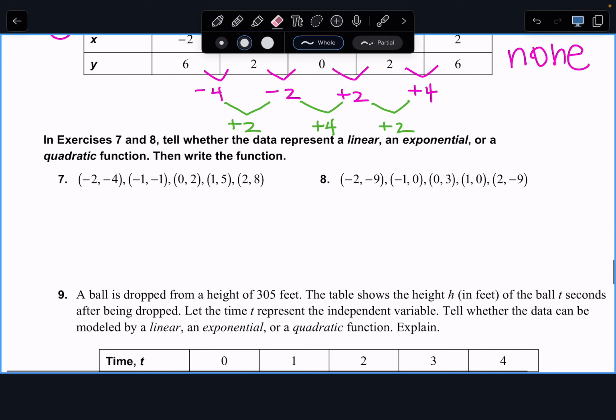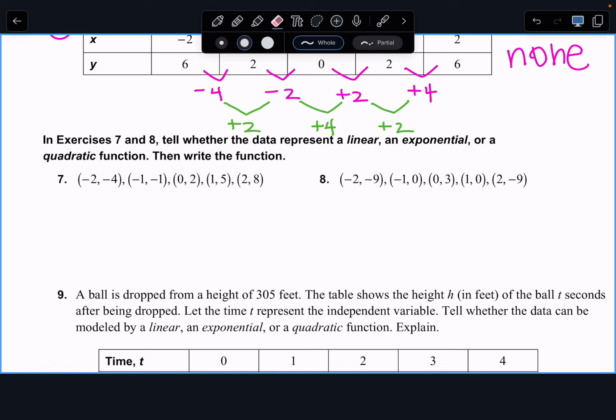All right. So how about you try number 7? So number 7, look at the y values. And number 8, look at the y values. See what you can determine. Ready, set, go.